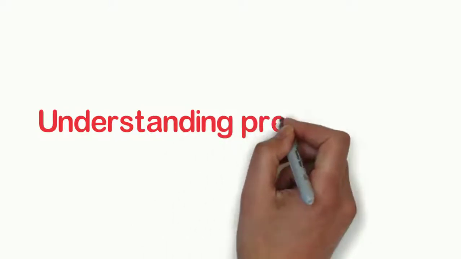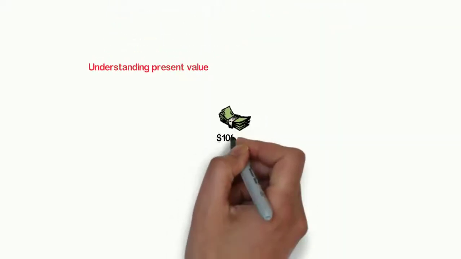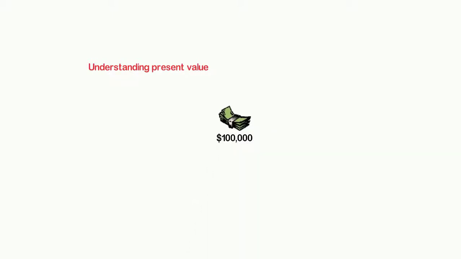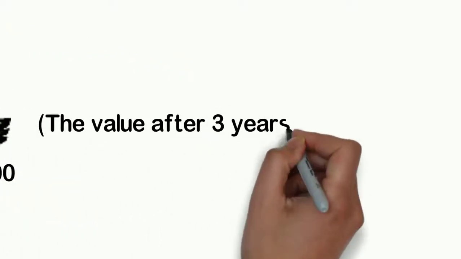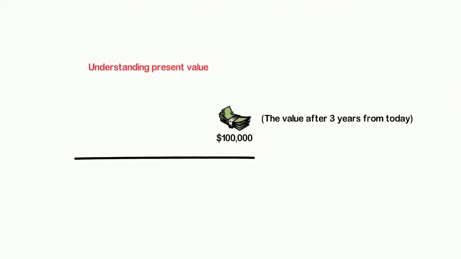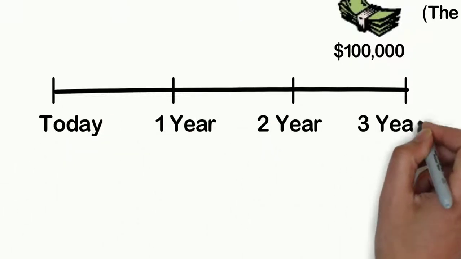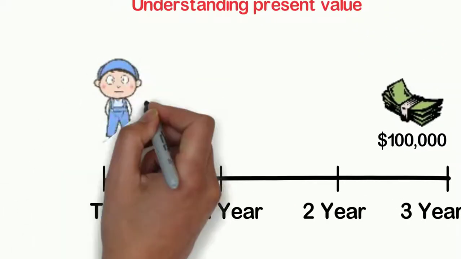The present value means the current worth of an amount to be received or paid at a future date. For example, you want to know what $100,000 is worth today if you are promised to receive it after the next 3 years. Now $100,000 will be the value after 3 years. And you are standing here and want to know what is the value of $100,000 now.